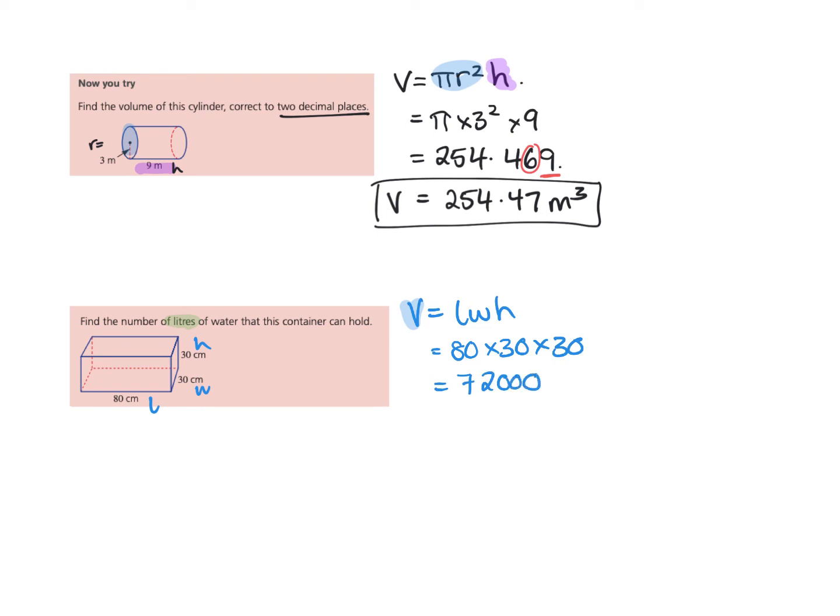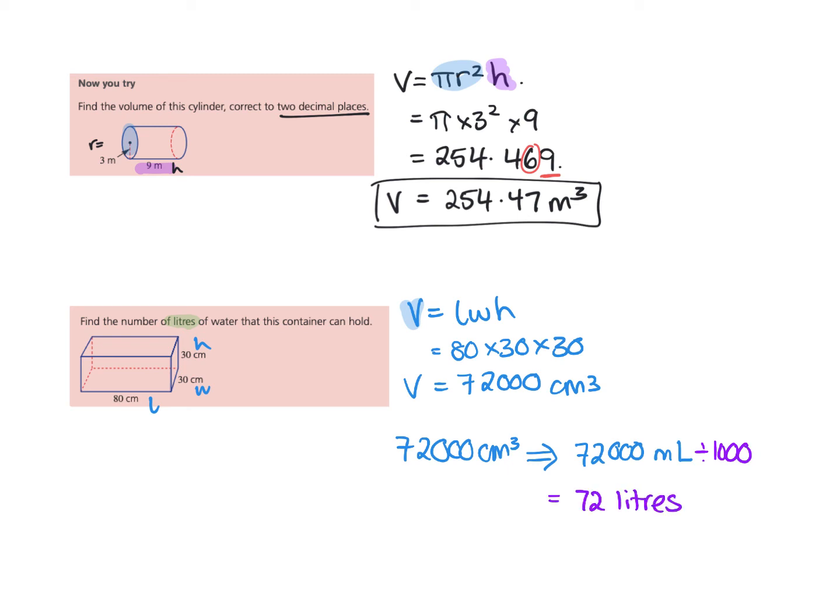So we get 72,000. Now, this was centimetres cubed, okay? So I've got 72,000 centimetres cubed. If I want to change that to mils, what would it be? It would be 72,000 mils, yes? Good, excellent, well done, Michael. So divide by 1,000, and we would get 72 litres. So we know that the volume is 72 litres for this, what they asked us.